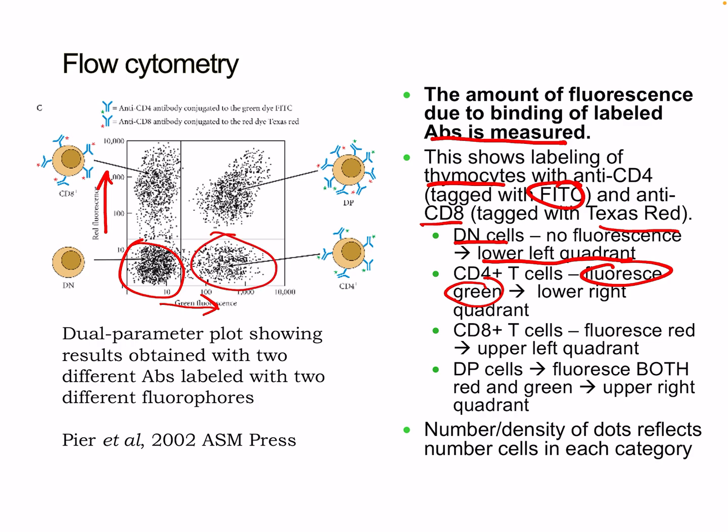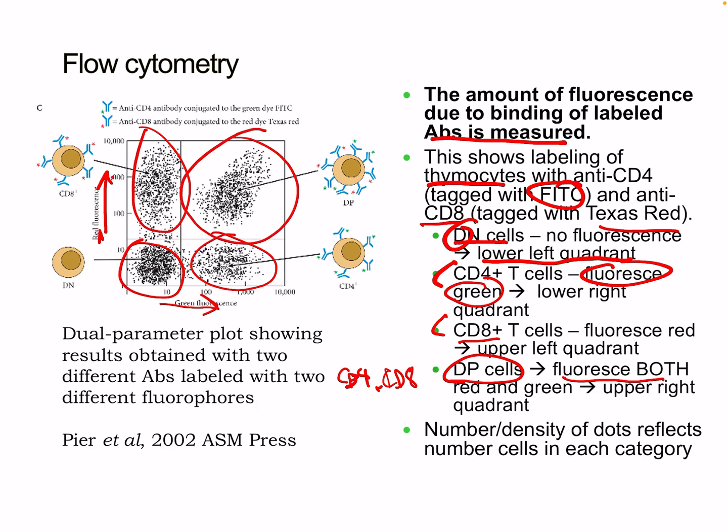You can see, these are usually divided in quadrants, by the way. Then we have our CD8 T cells, which are fluorescent red in the upper left quadrant, following our red fluorescence. Then our double positive cells, which both have CD4 and CD8, versus our single positive cells here and our double negative. These fluorescents are both red and green and are on the upper right.